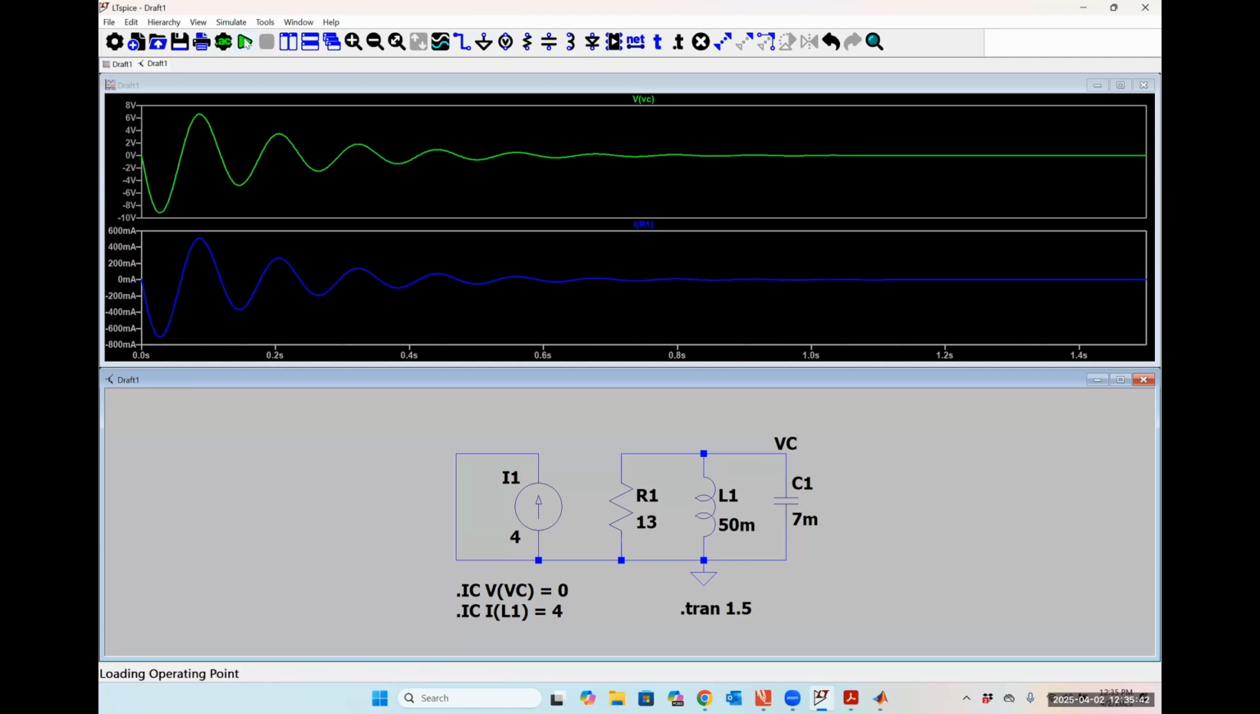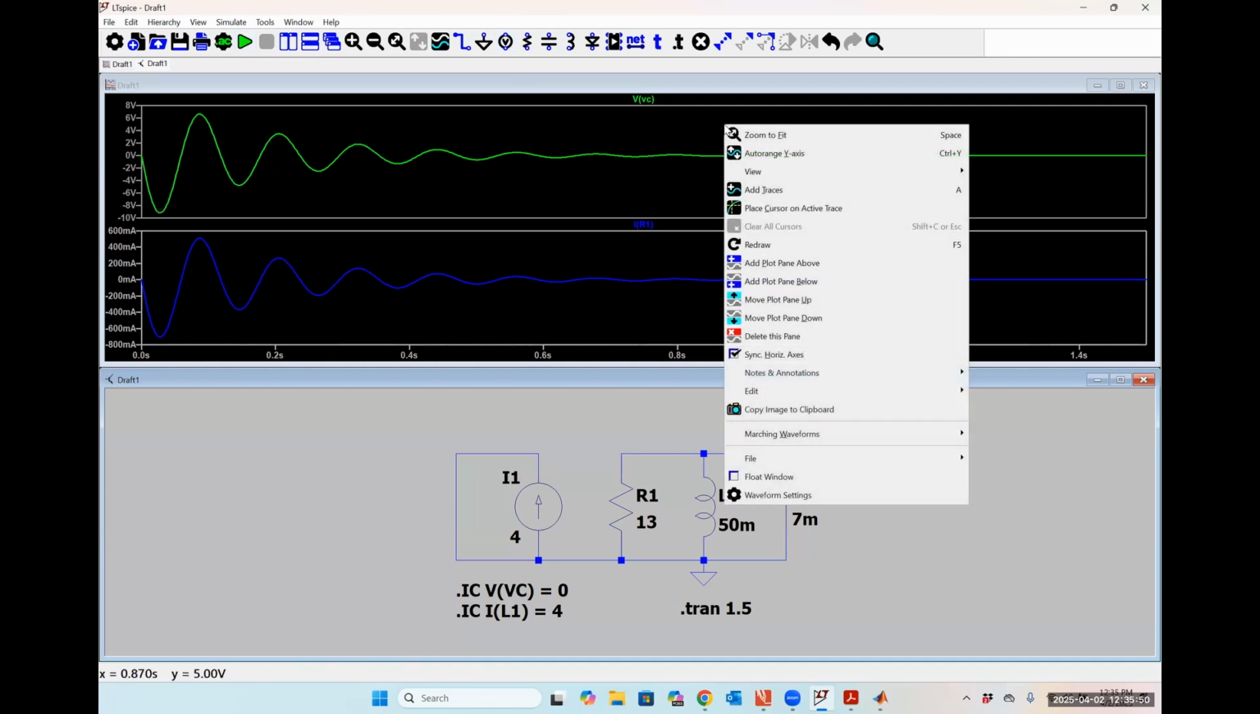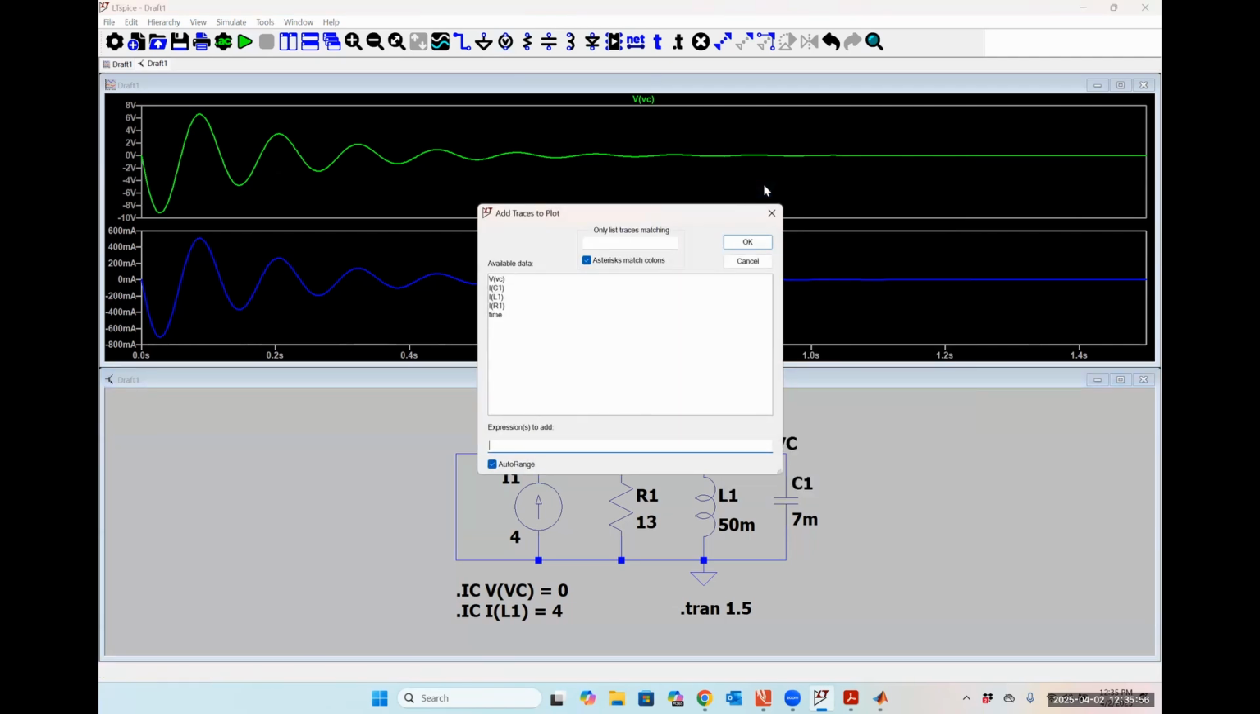Okay, so now I want to show you guys how we can check our analytical work. I'm going to right click on this graph and add a trace. Instead of picking one of these traces, I'm going to type a mathematical expression down here where it says expressions to add. I'm just going to type in what our analytical solution was. So let me go back to my notes.